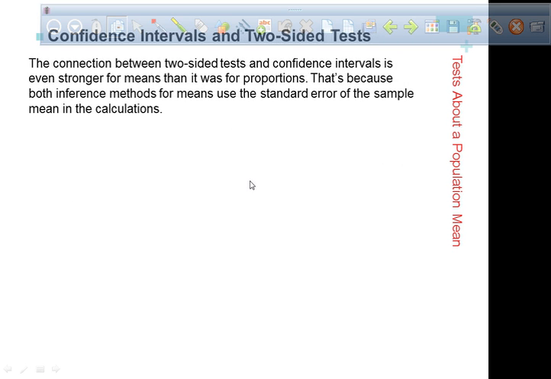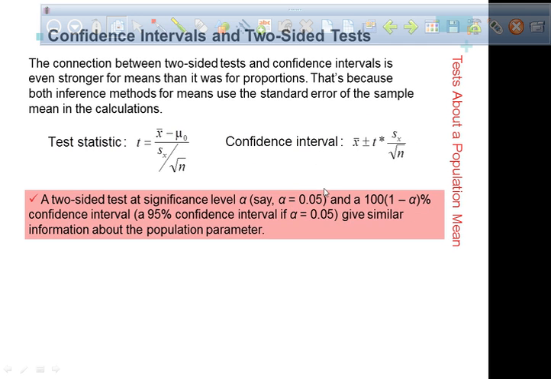The connection between two-sided tests and confidence intervals is even stronger for means than it was for proportions, because both inference methods for means use the standard error of the sample means in their calculations. It doesn't change, right? Remember, with proportions, they use the assumed null. Notice that in the t statistic, we used the standard error, and we did it here in the confidence interval. So they're actually more related than proportions are. And they tell you why.